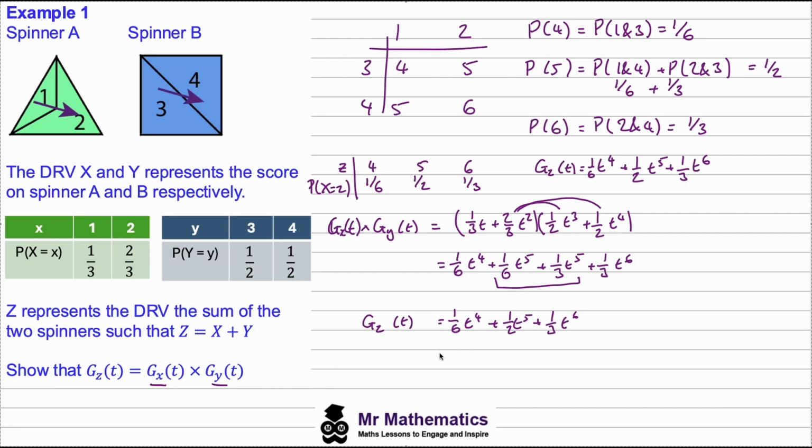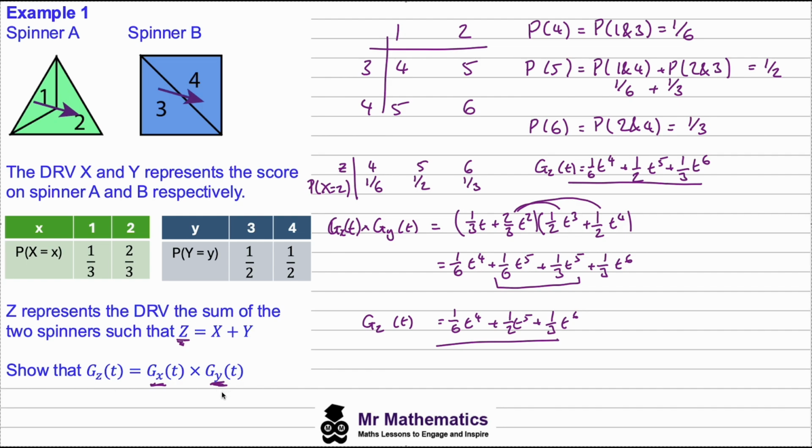Okay, and you can see this is exactly what we've got from our distribution table. So what this tells you is if X and Y are two independent random variables, then the sum of them, in this case Z, can be found as a product of the generating function of X multiplied by the generating function of Y, okay? And we'll be using this idea as we progress through this video.